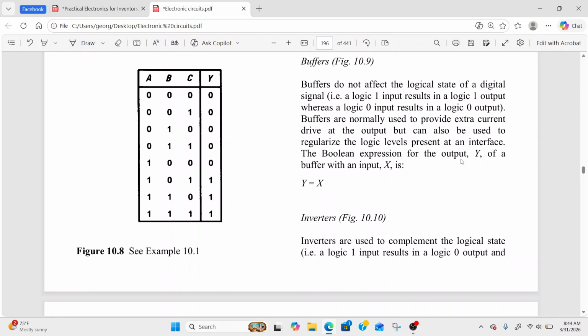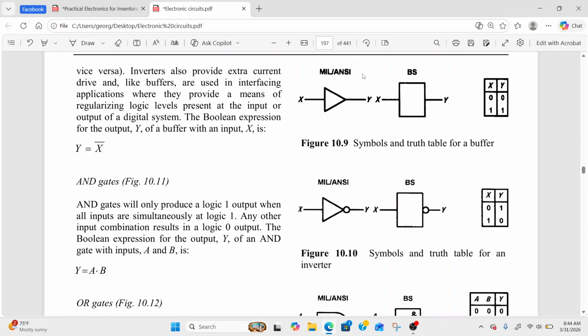So let's take a look at a buffer. This here is the symbol of a buffer. As you can see, it has one input, one output. This is the American symbol. This is the British symbol. But mostly you're going to find this symbol in books. And this here is the truth table. So as you can see, X is the input and Y is the output. So when there is a logical zero in the input, you have a logical zero in the output. And when you have a logical one, you have a logical one in the output.